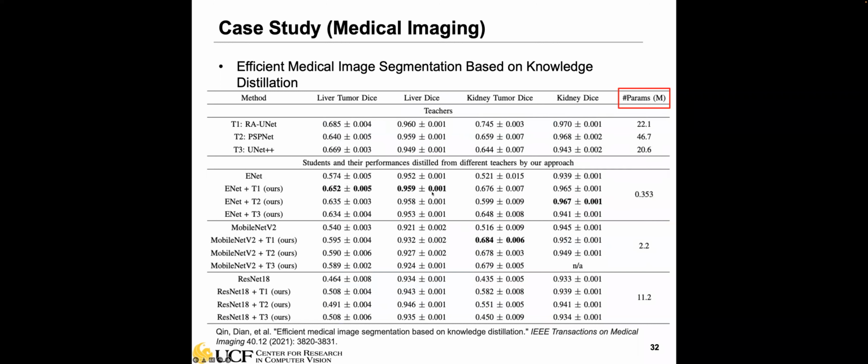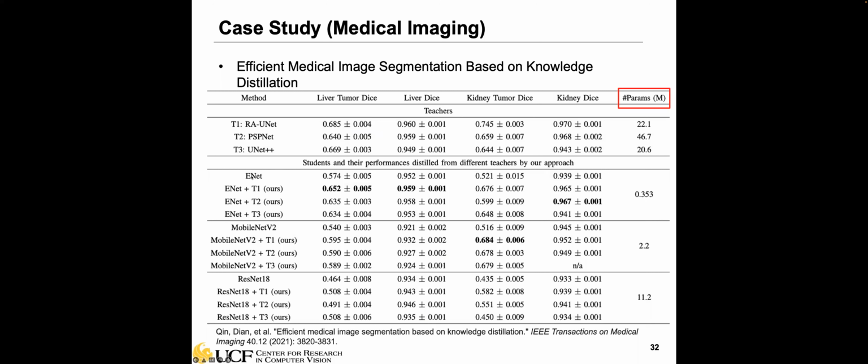And this is the result they achieve. They are using different teachers. T1 indicates RAUNet as the teacher, T2 is using PSPNet as the teacher network, and T3 is UNet++ as the teacher network. They did this for liver and kidney tumor segmentation, so these are two different data sets. This is the segmentation performance for the teacher network. Then they try different student networks and see how their performance is.